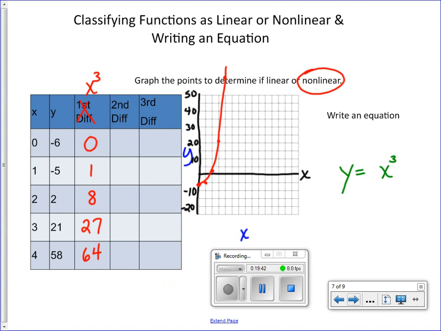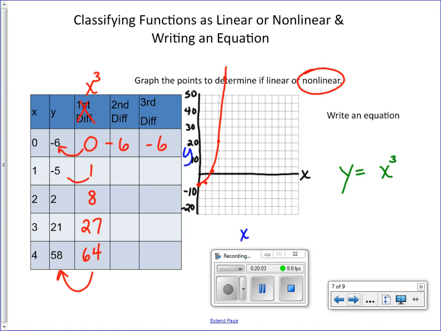All right, well, we want to compare our x cubed column with our y value. And we'll see that they're not exactly the same. However, if I look to see, well, what would I do to get from 0 to negative 6? I would be subtracting 6. That would give me negative 6.